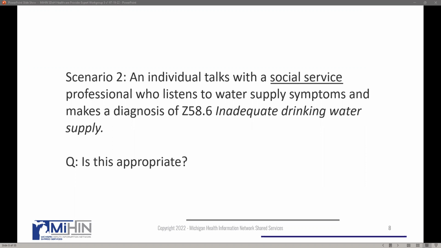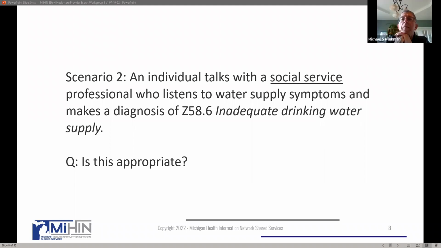Yeah, I was going to say, I think that runs into some legal issues about the use of a medical, quote unquote, diagnosis, because Z codes are part of ICD-10. There may be some legal issues with non-medical people using a medical diagnosis. It's almost like nurses using non-nursing diagnoses. There are areas that they can and can't. So if the social service professional is not a medical provider, using a medical diagnosis might be a legal issue.